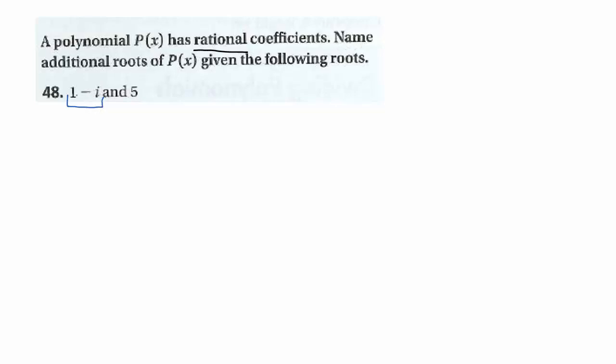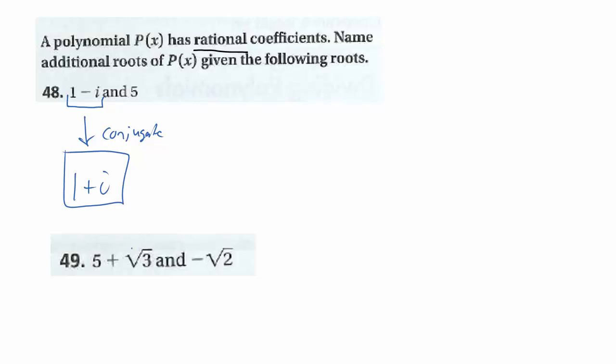So we're going to name those additional roots. Since 1 minus i is a root, that means its conjugate, which is 1 plus i, also has to be a root. So we know that this is another root. Now, with real roots, they don't necessarily occur in pairs. So just because 5 is a root doesn't mean negative 5 is going to be a root. It only works with irrational roots, which are usually like square roots, and complex roots. That's when you know the conjugate exists. So that is one of the roots you know has to exist for number 48.